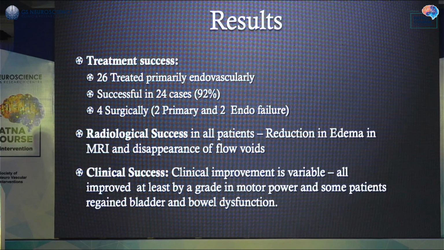So, in my experience, of the 26 cases treated primarily endovascularly, we were successful in 24 cases, which is good. And 4 cases we have treated surgically, 2 primarily because the anterior spinal supply was arising from the same pedicle, and 2 where the endovascular catheterization and embolization failed. Most of the patients improve. If they come early, they improve to become completely normal. At least a good number of them will be ambulant and get back to at least 80% of their normal level, because this is one rewarding disease in terms of success.